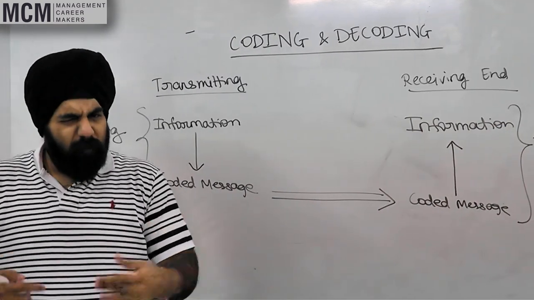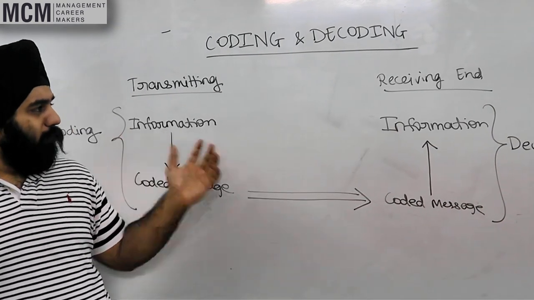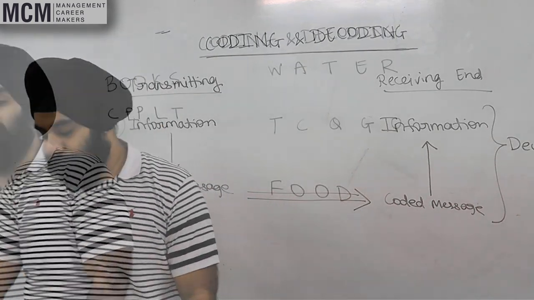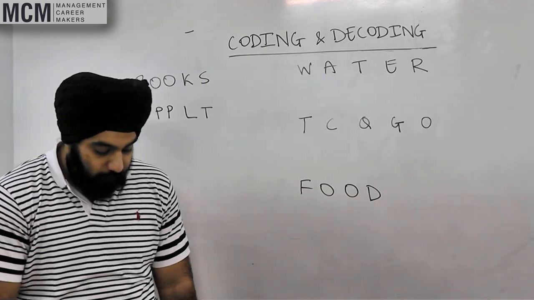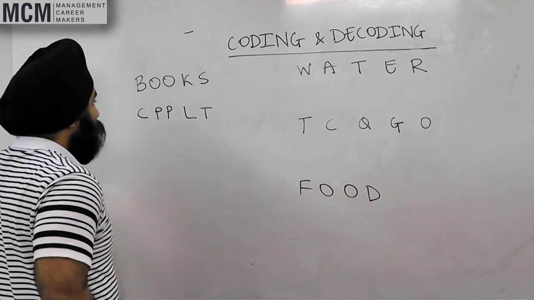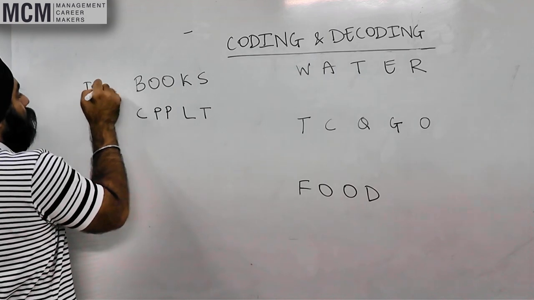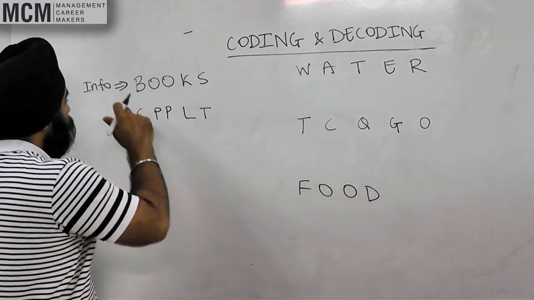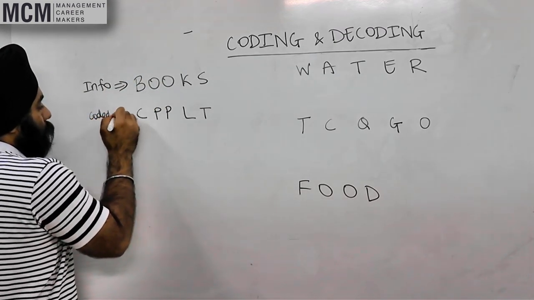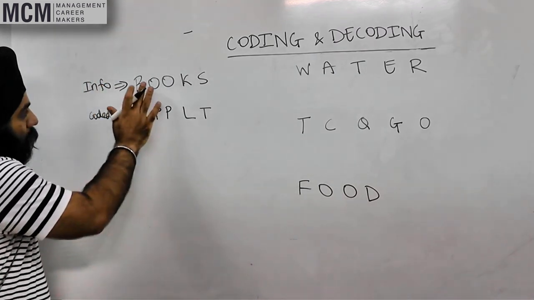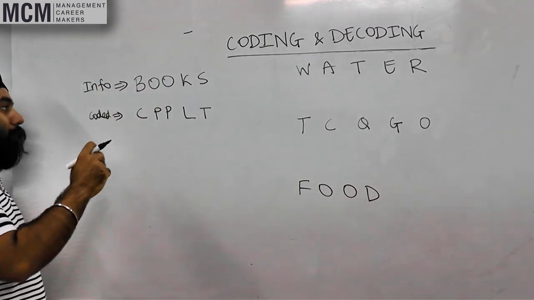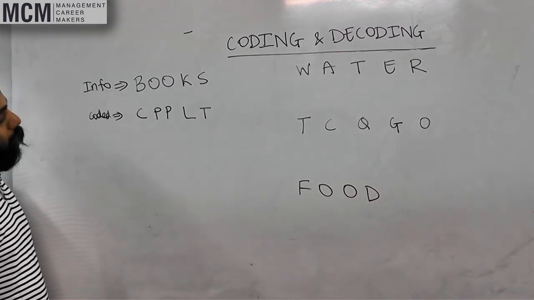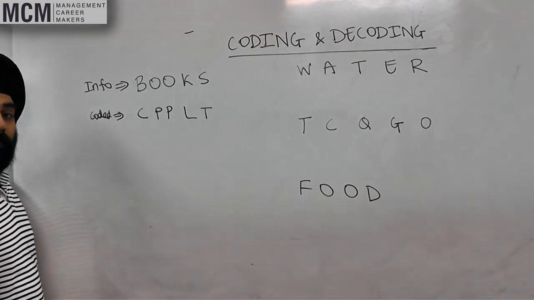Okay, now that we've understood what exactly the process is, let's try to understand how we actually go about coding and decoding. So we will start off with the first part of coding. Alright, so assume this is the information that you want to send, right? And you are converting this information to this coded message, right? Please look at this carefully. Look at every letter and the letter below it, right? Can you tell me what is the pattern which is being followed over here?